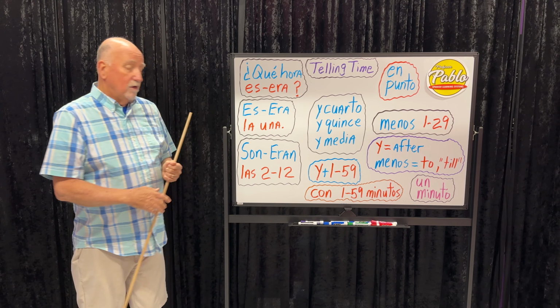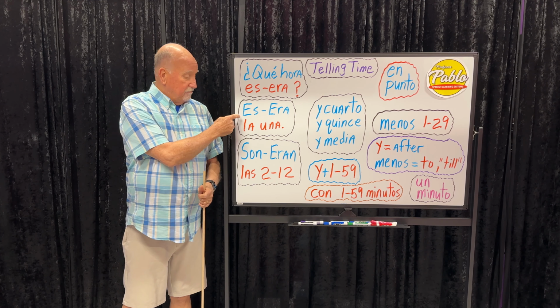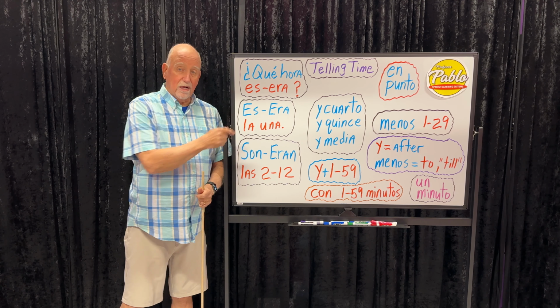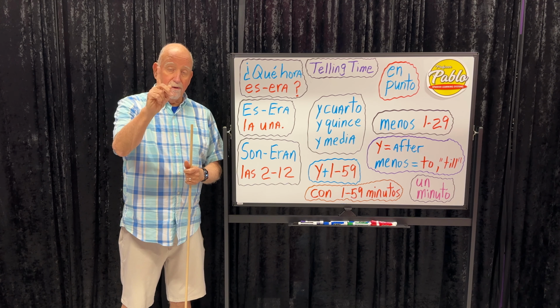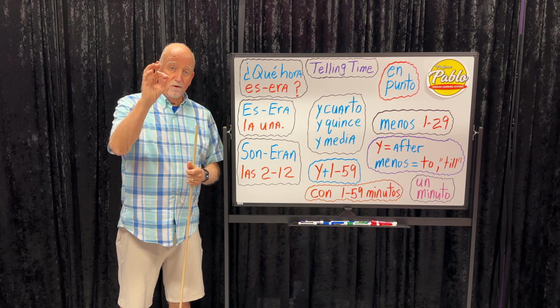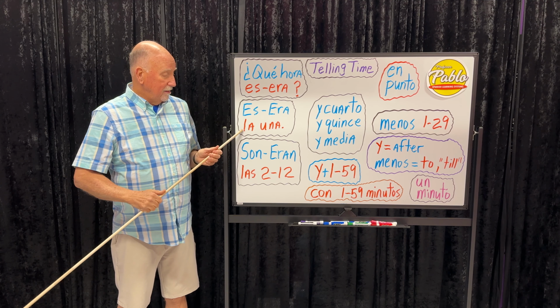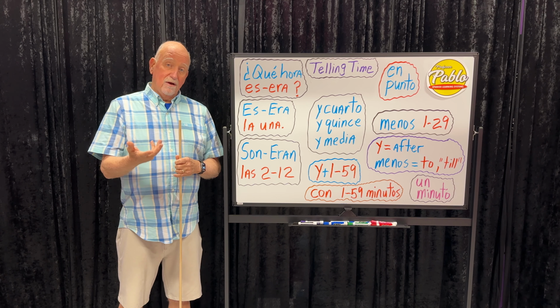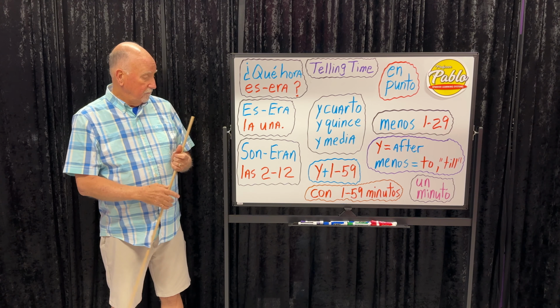Okay? Now, when you want to state time, if you want to say what time it is, if it's 1 o'clock, it's es la una. We have to go la una because we're talking about one single hour. Es la una. If you want to say it was 1 o'clock, era la una. Es la una, it's 1 o'clock. Era la una, it was 1 o'clock.